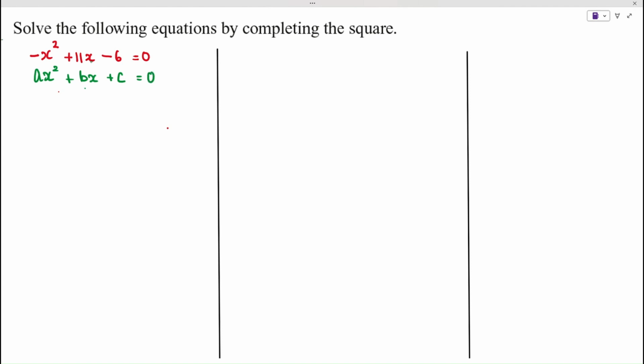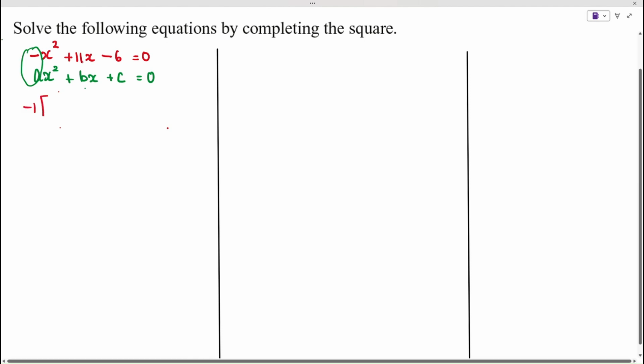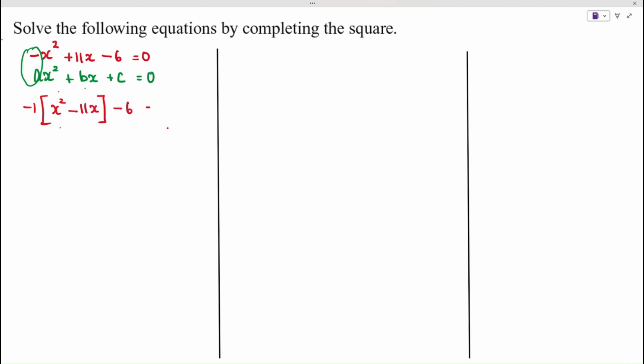Now we're going to find our coefficient of x squared. We have this as minus 1. So what we can do is factorize minus 1 out of the first two terms in our equation. So this is our x squared and our x. And so we get minus 1 times, x squared minus 11x, close our square brackets, then we bring down our minus 6 is equal to 0.